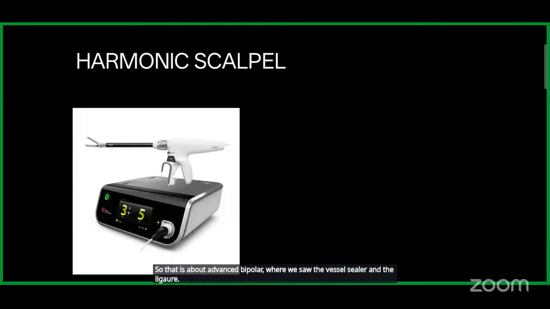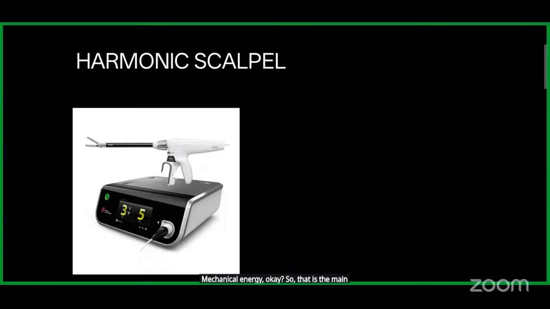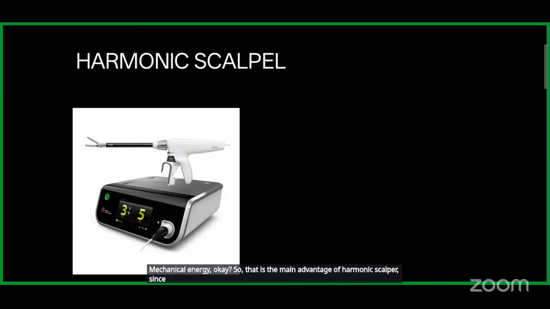Next is the harmonic scalpel. Now we have covered all the devices that use electrical energy. Now we are going to see the harmonic scalpel, which uses ultrasonic energy. So this is a mechanical energy. Okay, so that is the main advantage of harmonic scalpel. Since it uses mechanical energy, there is very less thermal spread, very less injury to the adjacent organ.